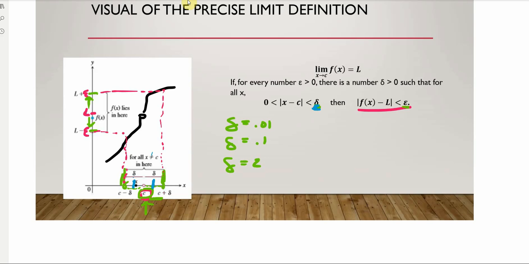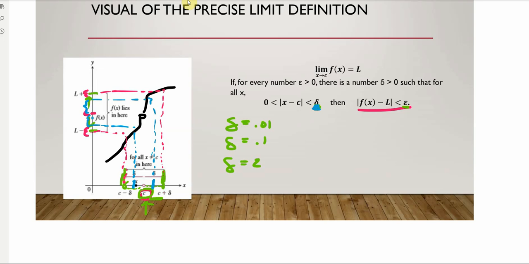So if I go straight up, and I go straight up, and then I'm going to come this way, and I'm going to come this way. What does that mean? That means that my epsilon now is a little bit smaller over here.